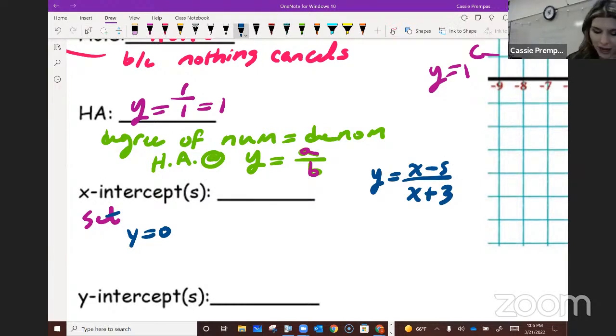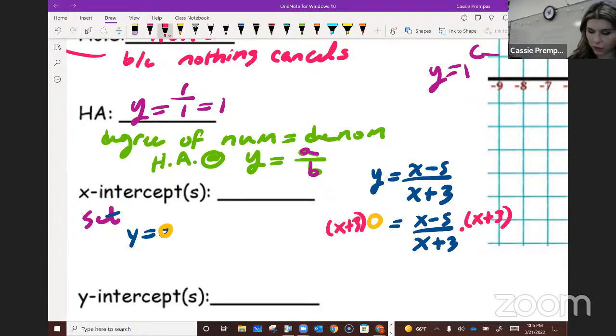I'm going to set Y equal to 0. So I'm going to put in 0 for Y, and then I'm going to solve for X. Here's the beauty of X-intercepts. You actually don't ever need to write down the denominator. I can multiply this by X plus 3, this by X plus 3. That will cancel. What's 0 times anything? 0. So did I need to write down the denominator? No, it'll always multiply away.